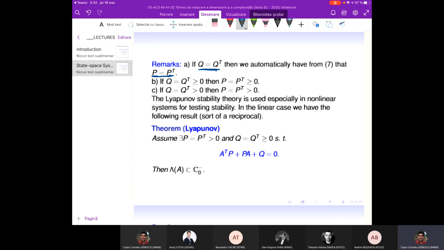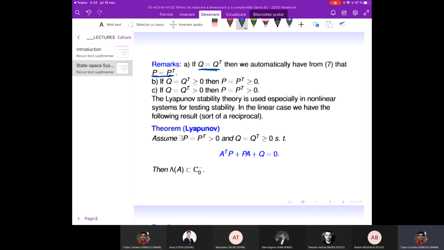So this theory, they say here, is used especially in nonlinear systems for testing stability. This is true, this is how you assess the stability in nonlinear systems. In the linear case, however, we have a more practical numerical result as a consequence of the nonlinear theory, the so-called Lyapunov theorem. This is the sufficient condition, and this is the practical numerical test for the stability of the matrix A.